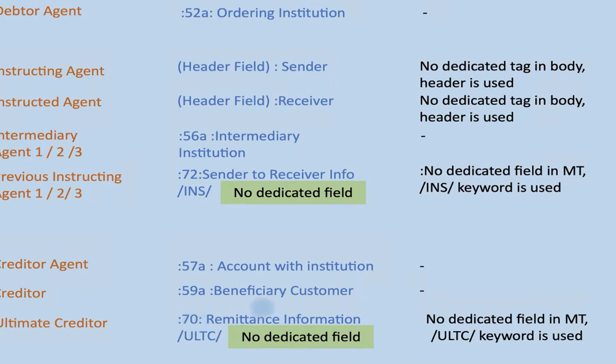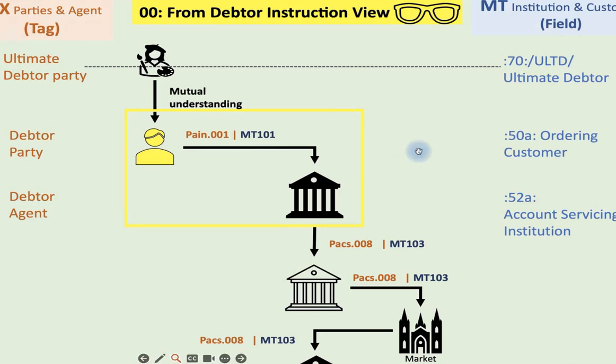Now we will move to the different transaction views to get a better view of how these are used. So this is the very first point from where the transaction starts. Normally in a transaction flow, there can be ultimate parties. Like here, the ultimate debtor has sent the money to the debtor party through some mutual agreement. This is completely between them. Then it will move from here to the debtor bank.